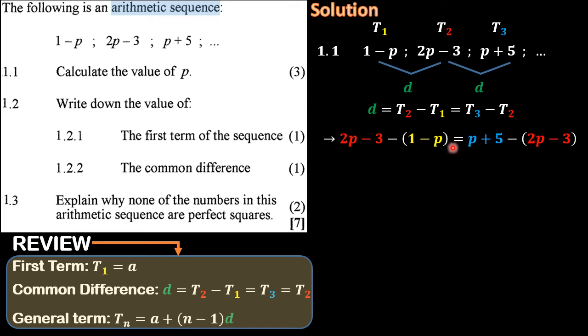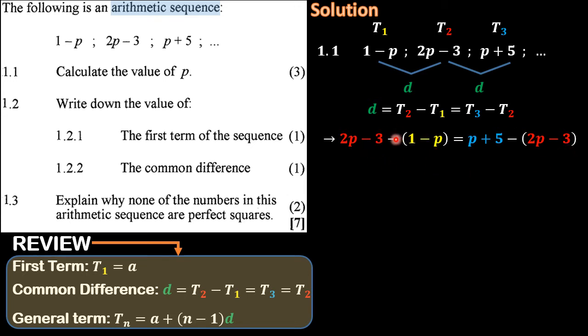So you must put it inside the bracket to show that this is one term. Do not make a mistake of not putting the bracket. This is the tricky part of such kind of a question. Okay, so you put it inside the brackets. So on the right hand side, you do the same. Where you see t3, you put p plus 5 minus 2p minus 3. Okay, now let's remove the brackets.